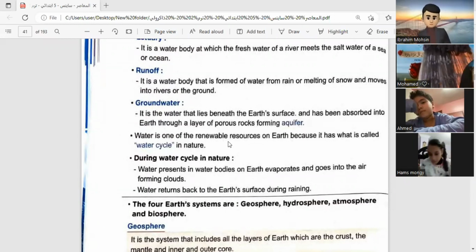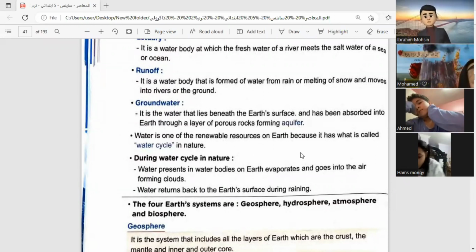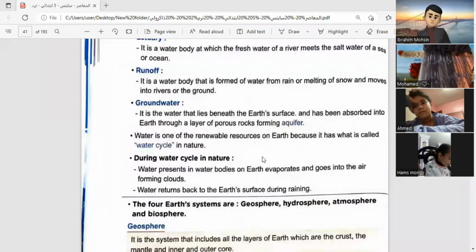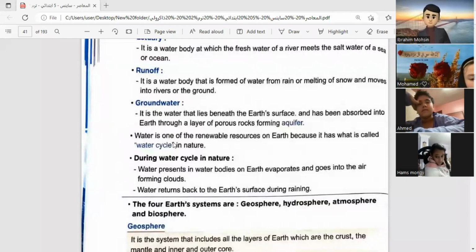Water is one of the renewable resources on Earth because it has what is called a water cycle in nature. During the water cycle, water present in water bodies on Earth evaporates from the heat of the sun and goes into the air, forming clouds. Water returns back to the Earth's surface during raining, when the clouds download their water.